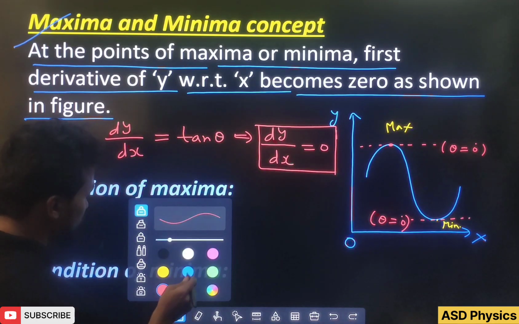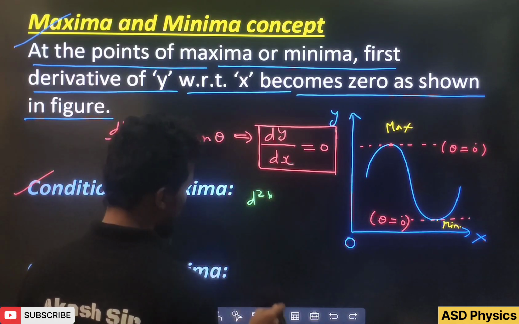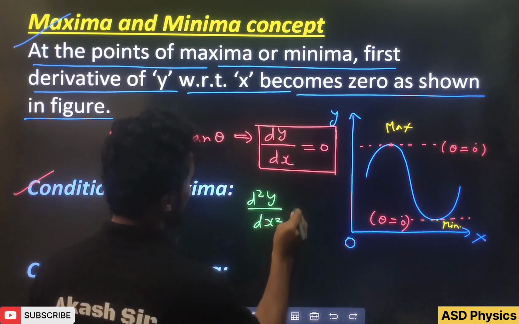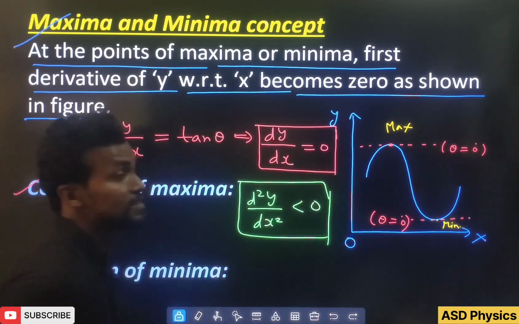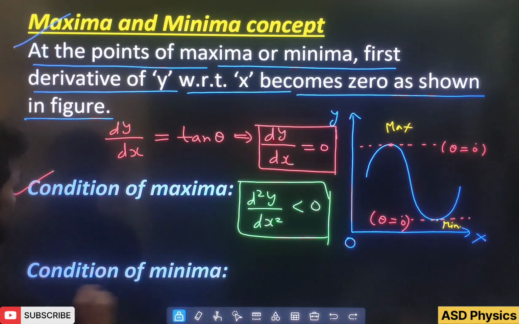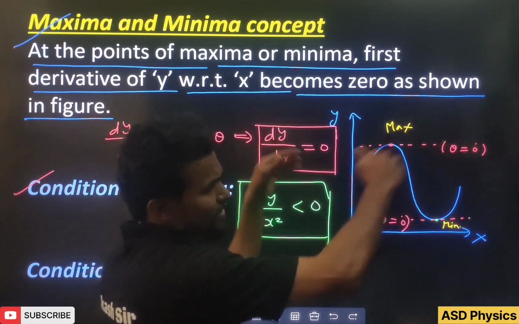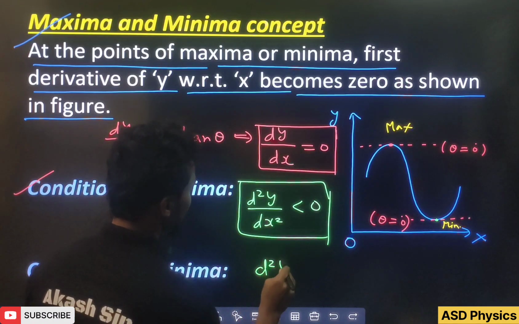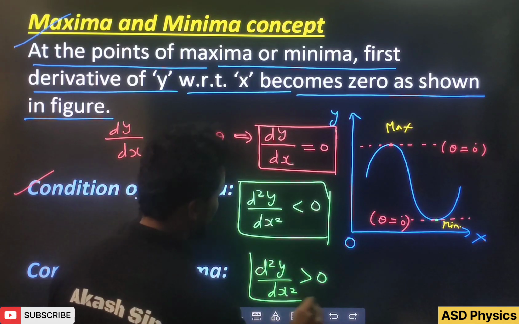So in this situation, this double derivative, d2y by dx square, will always be less than 0. Similarly, the condition for minima: at this point, with respect to minima, all other points have higher values. So in this situation, this double derivative, d2y by dx square, will be greater than 0.